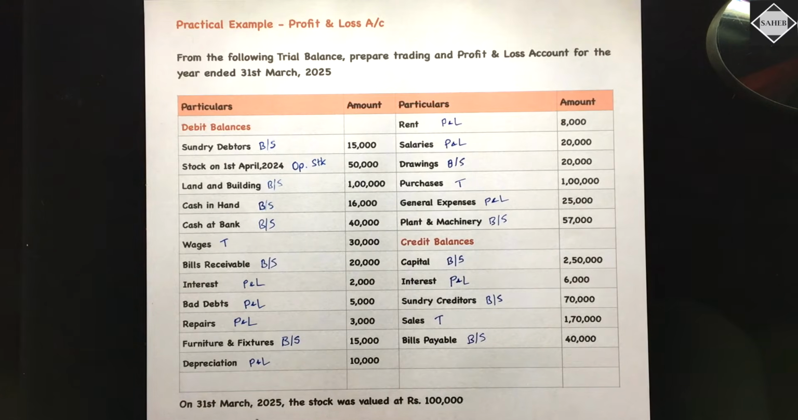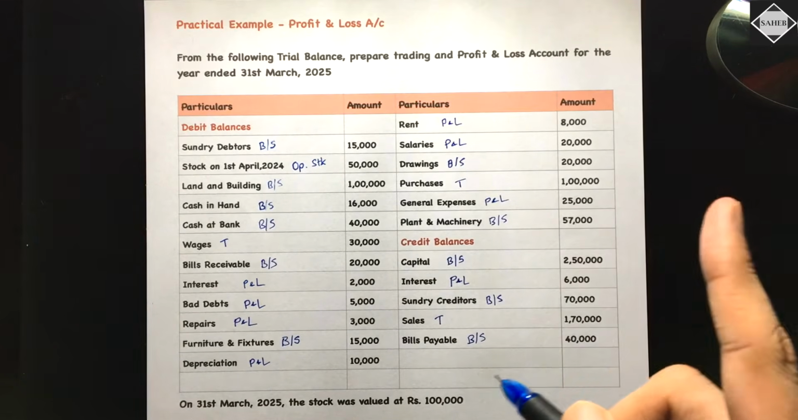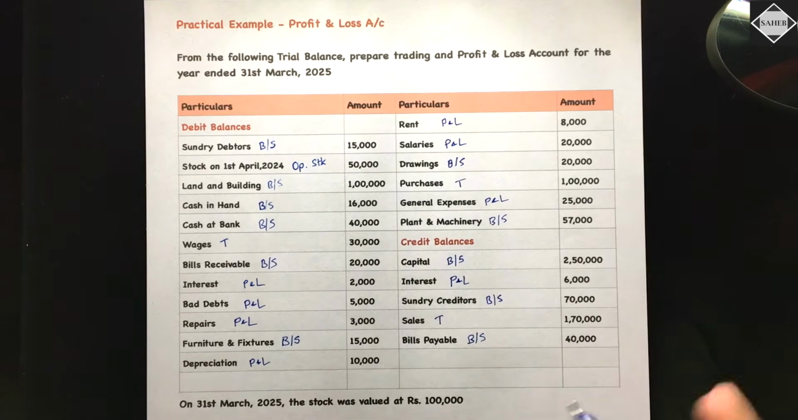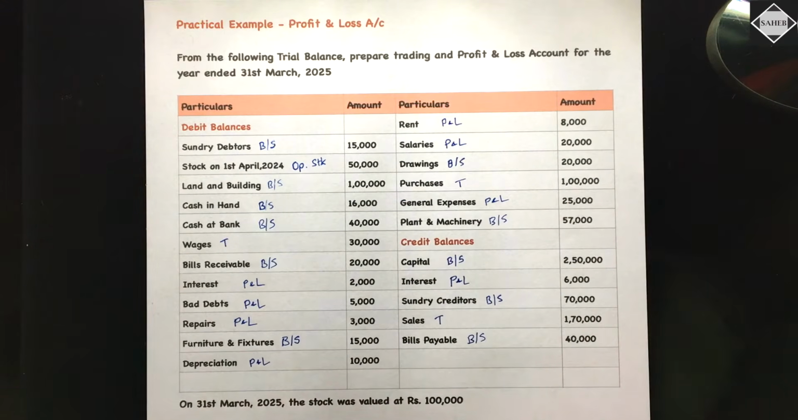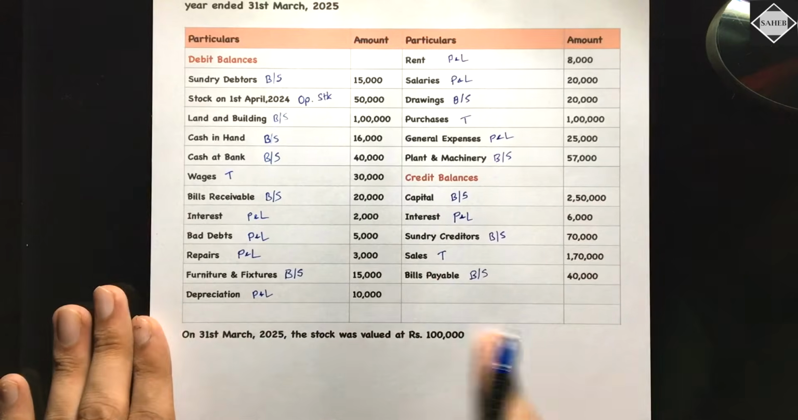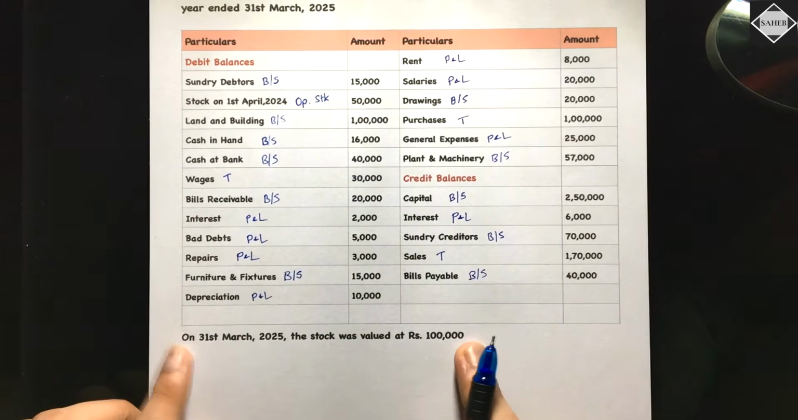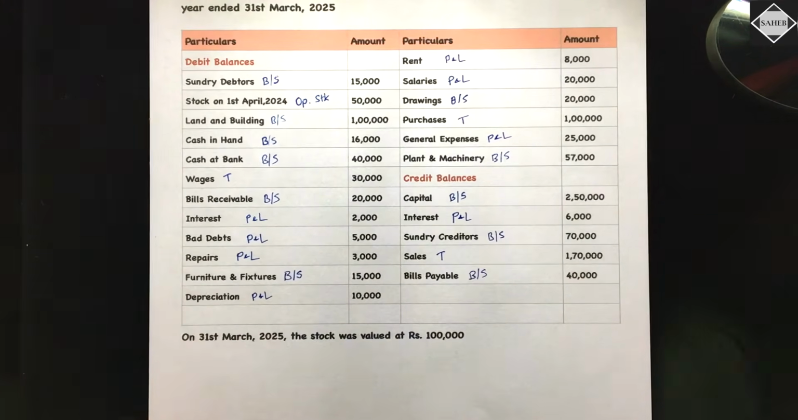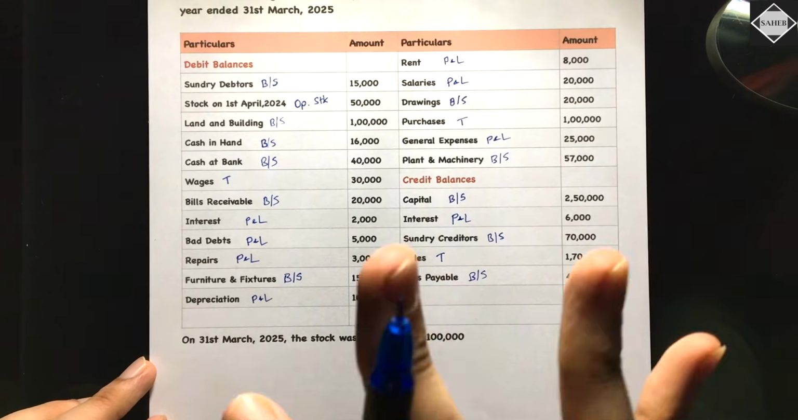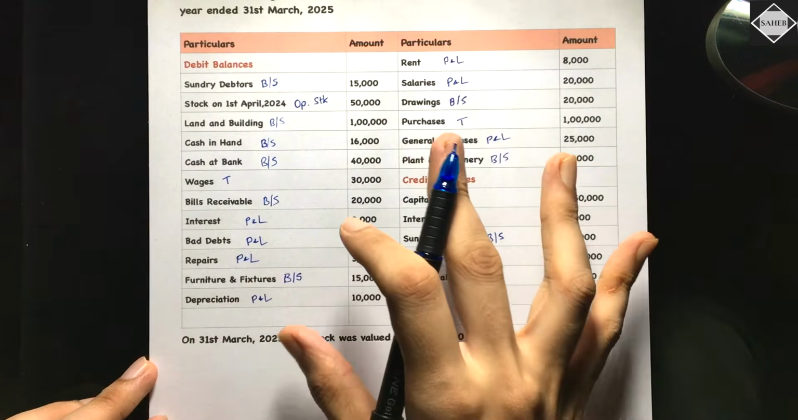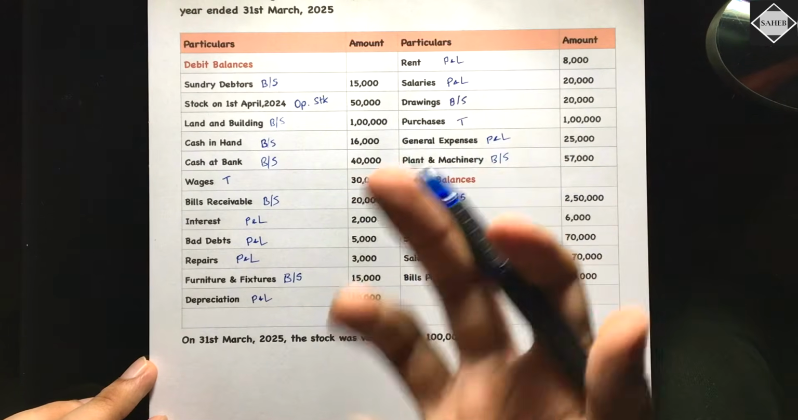See here, on 31st March 2025, the stock was valued at rupees 1 lakh. So they made a physical count and then at last they are saying to us, it's not in the accounting, no ledger account, nothing of closing stock. It will be separately mentioned outside the trial balance. And this statement outside the trial balance is called adjustment. So far, we have only talked about closing stock adjustment, nothing else. For all the other adjustments, we'll have separate videos later onwards. Right now we are only focused on the structure of financial statements, for a small business, for sole traders.